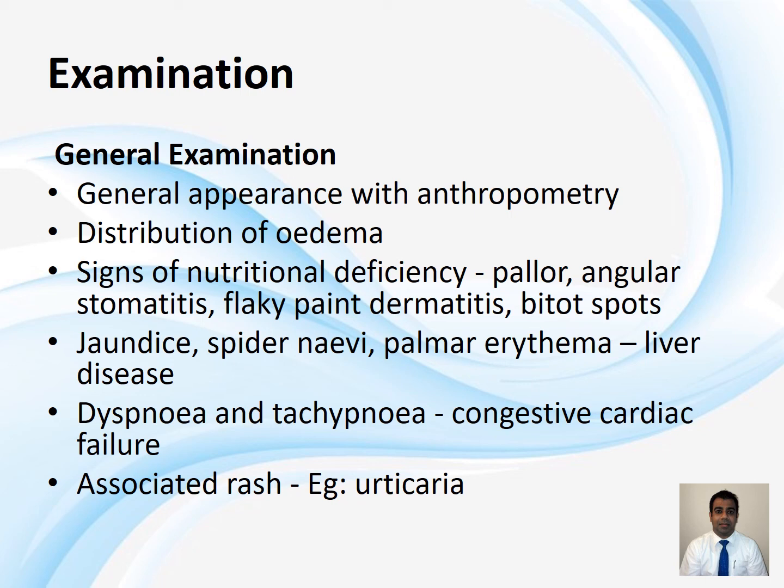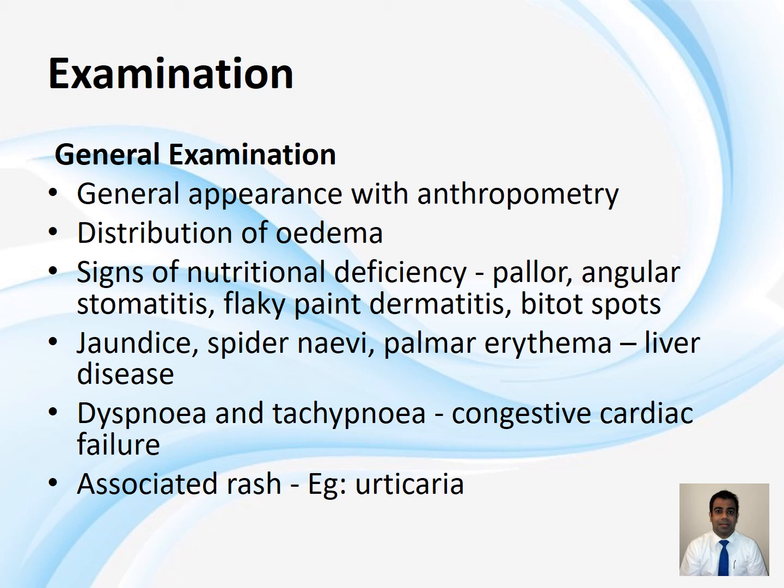If it begins abdominally, constrictive pericarditis or liver problems. If the patient has other features of nutritional deficiency, like the patient is pale, has what is called flaky paint dermatitis, or other features of nutritional deficiency like angular stomatitis, this would again signify protein energy malnutrition.